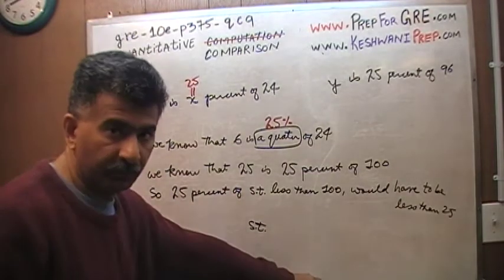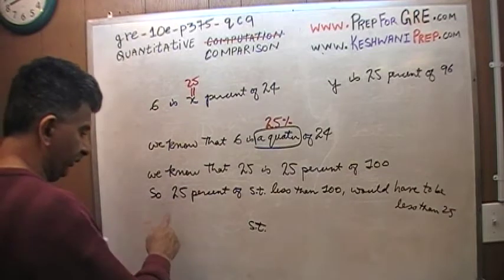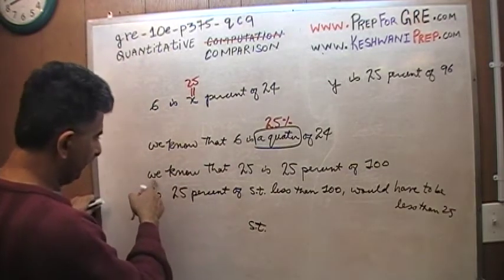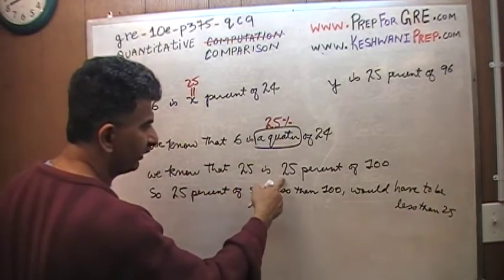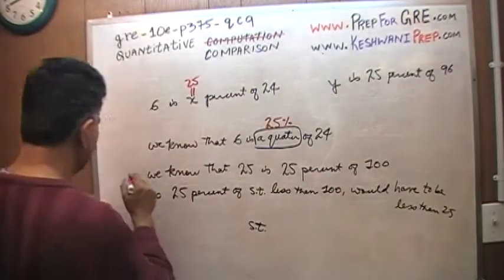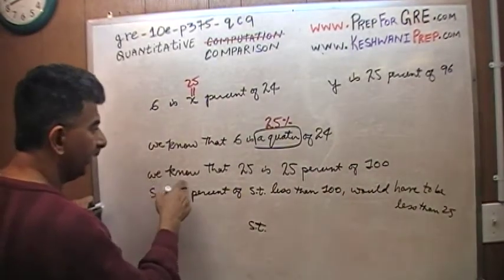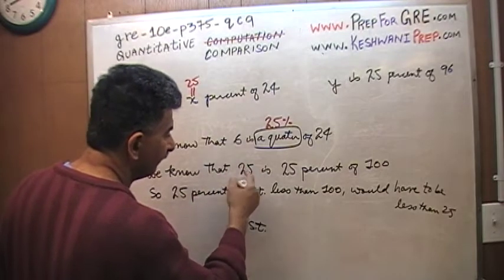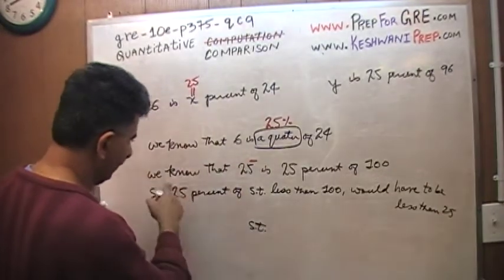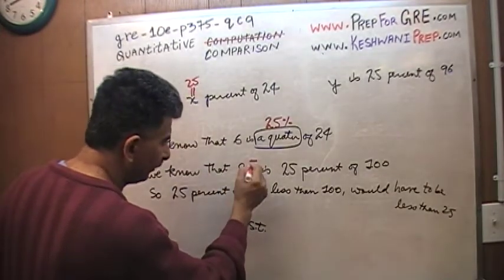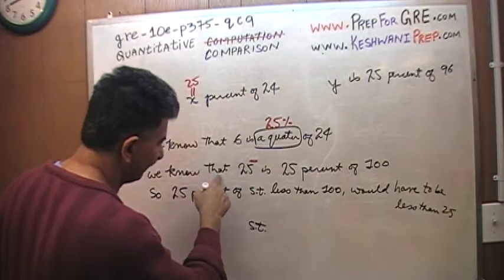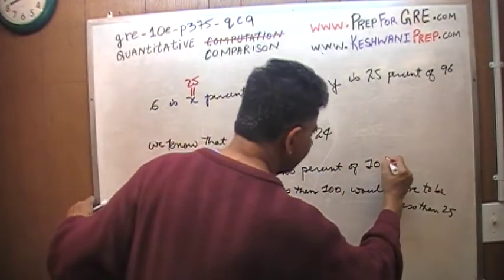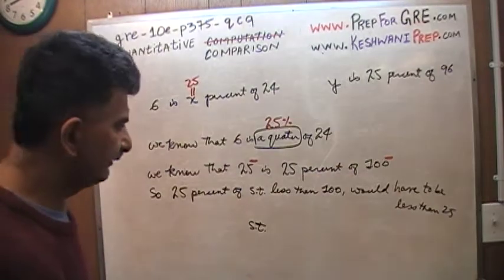How do I write that? I'm going to rewrite this statement. Therefore, if you agree with this, we know that 25 is 25% of 100. Therefore, we know that something less than 25, this is how you write it, with a negative sign on it. We know that something less than 25 is 25% of something less than 100. That's how we write it. Something less than 100.